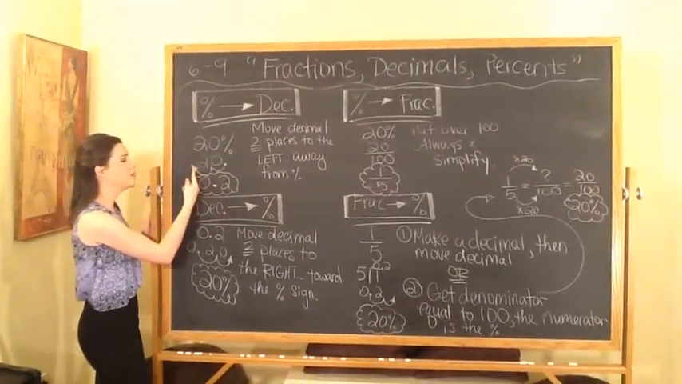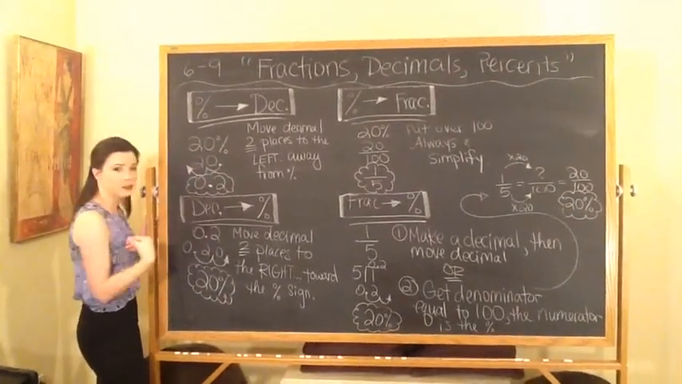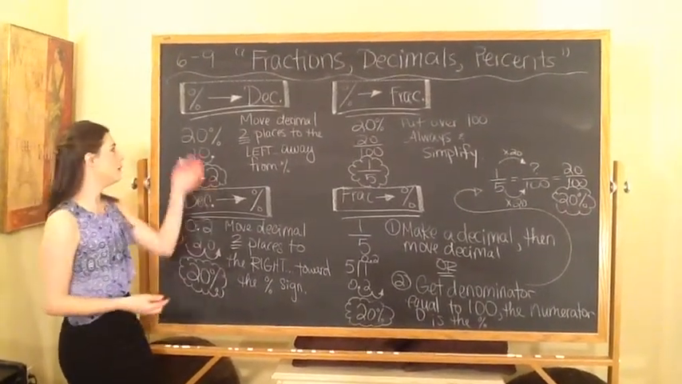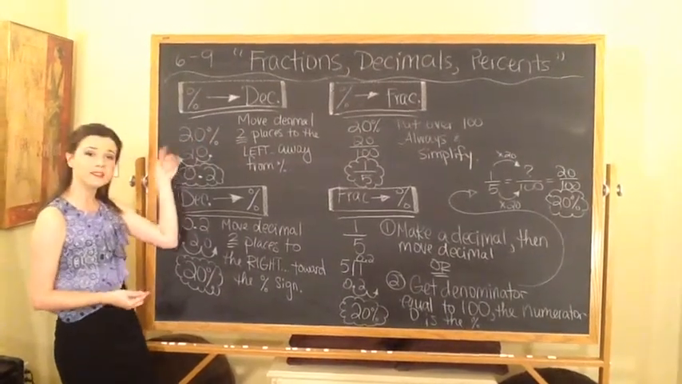So you're going to move it 2 times to the left, and you're going to have 0.2, or 2/10, however you want to read it. So 0.2 will be your decimal from 20% because we moved our decimal 2 places to the left.